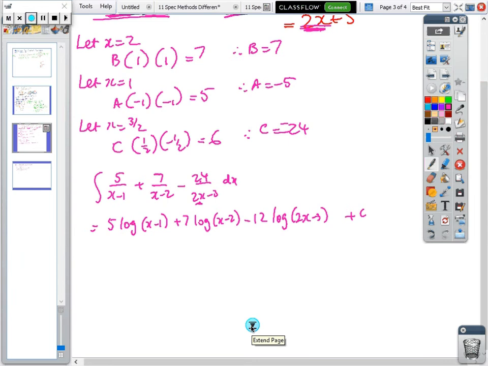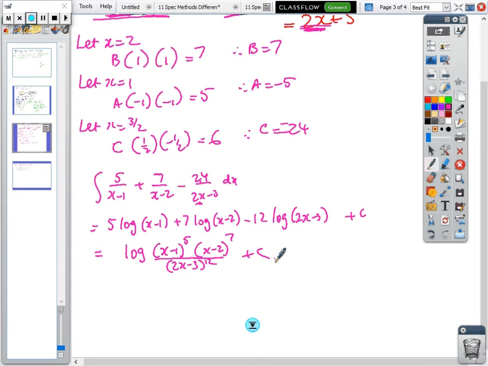So we'd probably leave it like that rather than trying to combine them. But strictly speaking, if they were to be a single log, it'd be log of (x minus 1) to the 5, (x minus 2) to the 7, divided by (2x minus 3) to the 12, plus c. Okay, so copy that and come across.